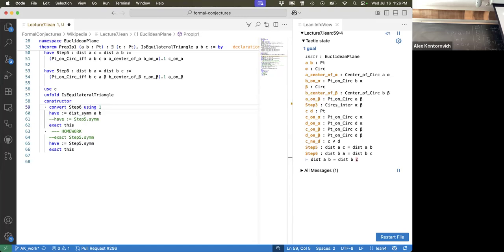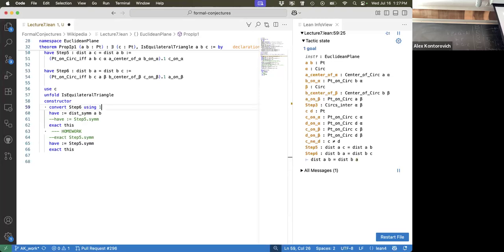And here's the moment of truth. Does it say dist AB is equal to dist BA or the other way around? I don't know what it's going to do. Okay, it's dist AB is equal to dist BA. That's our new goal, after the convert. And then we know that that's the case because of this sim AB.